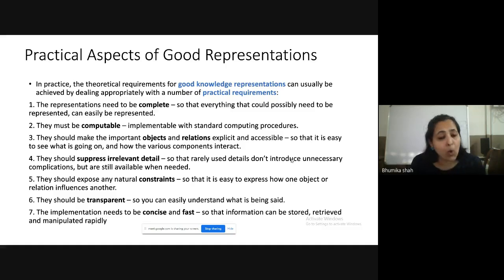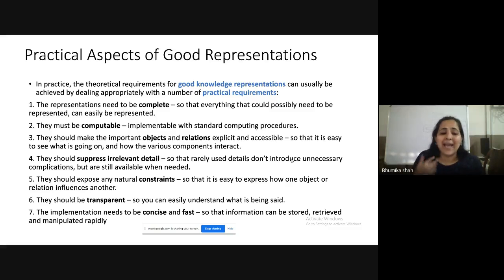They should make the important objects and relations explicit and accessible, so that it is easy to see whatever is going on and how the various components interact with each other. All the objects and relationships in your representation should be very clear and accessible to the user, so the user can understand, access, and process them very easily. They should suppress irrelevant details. It means whatever details are irrelevant to your domain should be avoided, so that the user's focus won't be diverted unnecessarily.